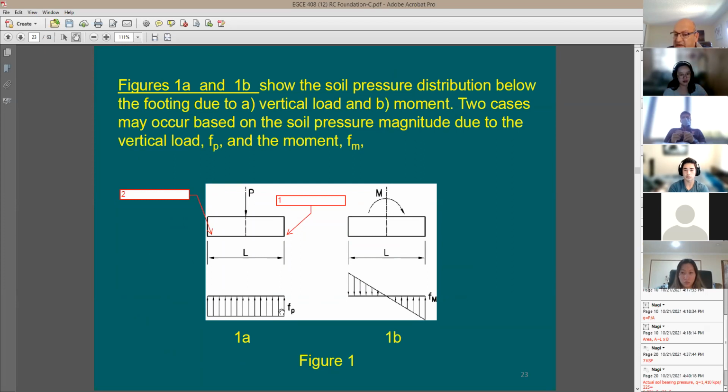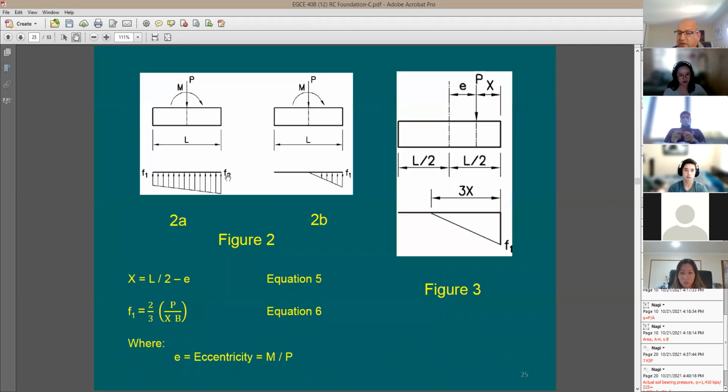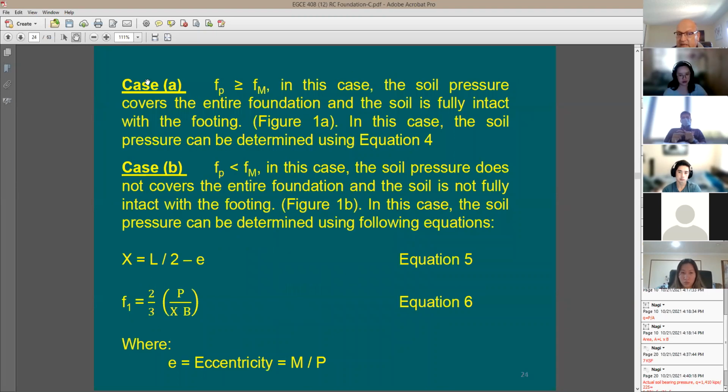The other side is going to be 5 plus 3, which is 8. So now I understand that if F sub P, as a numerical value, is more than F sub M, I'm going to end up with a trapezoidal distribution like this, which is case A. In this case A, when F sub P is more than or equal to F sub M, you're going to end up with a triangular or trapezoidal distribution. The entire footing is going to be in contact with the soil, which is very good. We like this option if it happens. This is going to be our best.